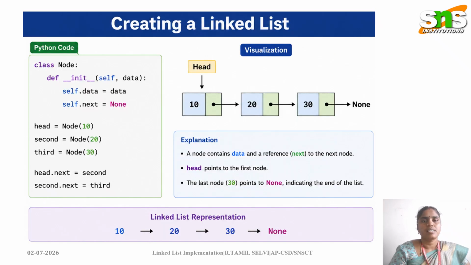Creating a linked list. Head always stores the address of the first node, and if the head is None, the linked list is empty. Else, a node contains the data and the reference to the next node. The last node, that is 30 in the visualization, points to null, indicating the end of the list. The linked list representation is 10, 20, 30, and finally None.